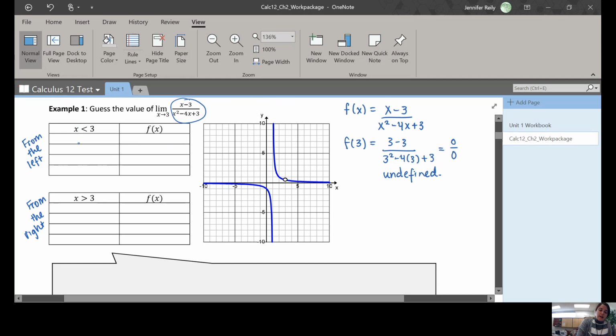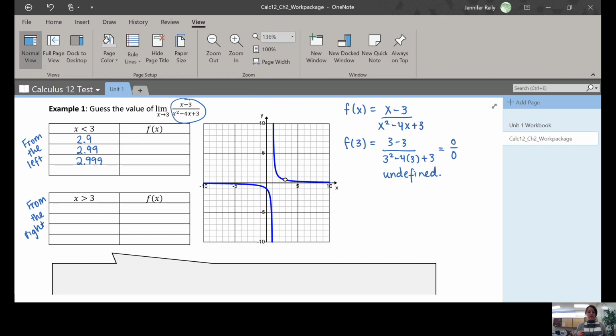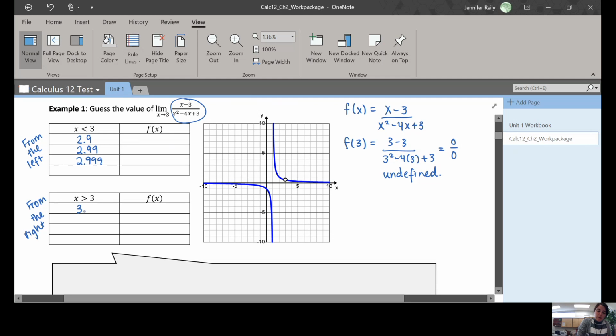So values that get closer and closer to 3, you can pick whatever numbers you like, as long as they're getting closer to 3, but I like to just go like 2.9, 2.99, 2.999, 2.9999. I think I'm only going to do 3, because by the time we do those 3, you're going to see what the answer is. And then the values that are a little bit greater than 3, you could start with 3.1, and getting closer to 3, you could do 3.01, 3.001. Okay, and then you're going to plug these values into your calculator.